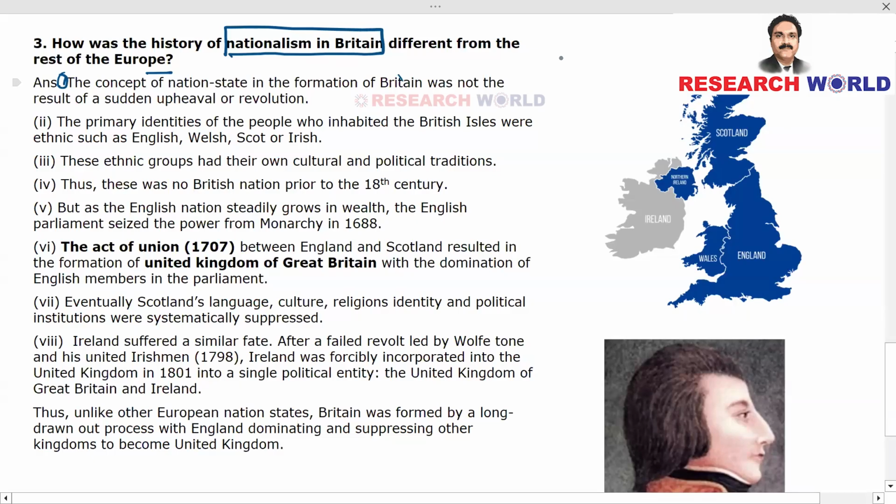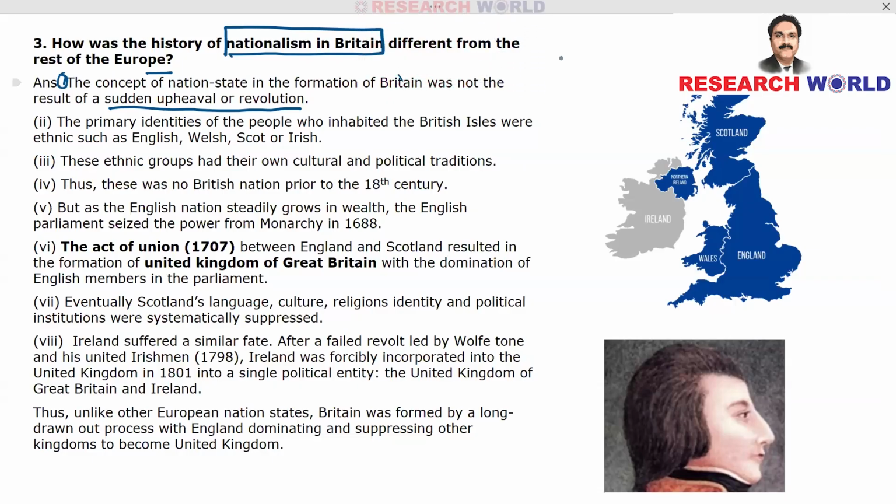The concept of nation state in the formation of Britain was not the result of a sudden upheaval or revolution. So the key point is, unlike other nation state formations which we have studied all this while, the formation of Britain was not the result of a sudden revolution. It's not that it happened in 2 years or 3 years where some people got together, revolted against monarchy and grabbed power. No, it wasn't so. It was a slow process rather.